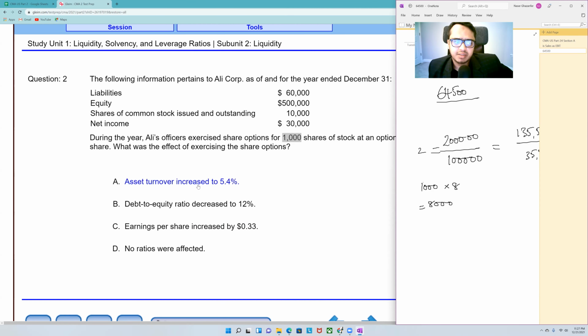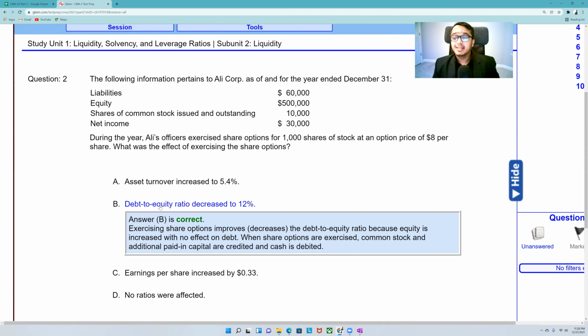Asset turnover: assets are not in here at all, so asset turnover cannot be the answer. Debt to equity ratio decreased by 12%. Okay, this can be the option. Why? Because equity is rising, so automatically your debt to equity ratio will decrease. Earnings per share increased by 0.33? How can it increase? The net income is going to be the same and the number of shares is going to increase by 1,000, so in fact it will decrease. No ratios were affected as such, but I would go with debt to equity ratio decreased by 12%. And yes, that is the answer. I hope you guys are able to understand it.